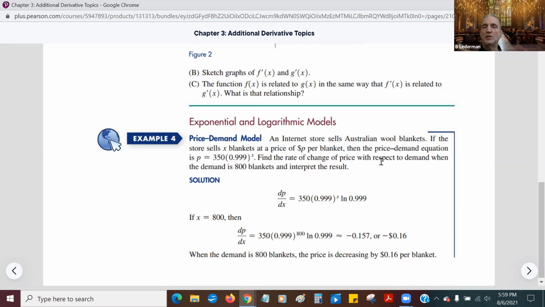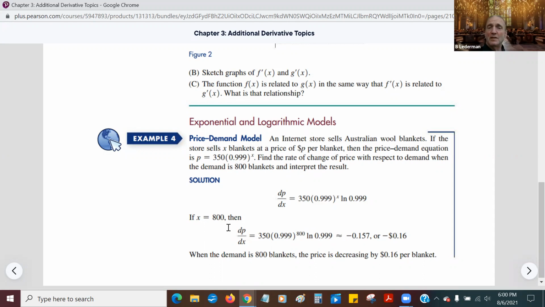Find the rate of change of price with respect to demand when the demand is 800 blankets, and interpret the results. Well, first we got to take the derivative of the p function. So that's the p function. The derivative is 350 times 0.999 to the x power times ln of 0.999. And that's, again, the reason I have to stick in this extra part over here is because this was not base e, it was base 0.999.